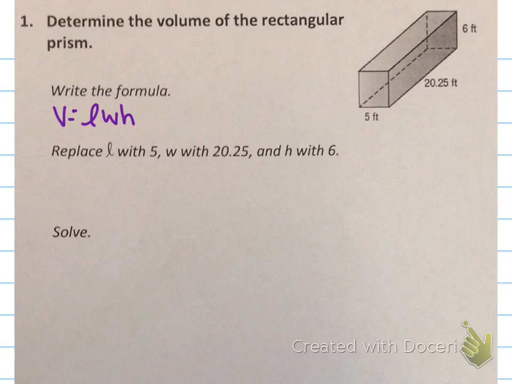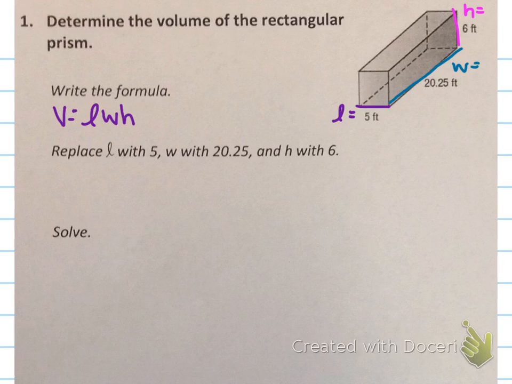Now, just like every other time we've done area or volume, we're going to label the dimensions of our figure in the picture. The length is 5 feet. The length is what goes on the front from side to side. Then we have the width right here. That's 20.25 feet. The width goes from the front to the back. And then we have the height, which goes up and down. The height on this rectangular prism is 6 feet.